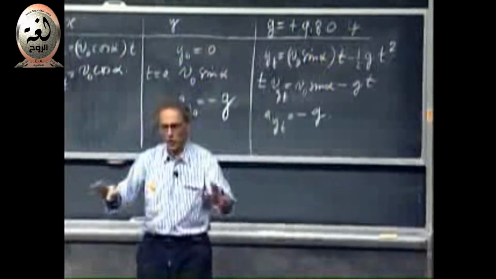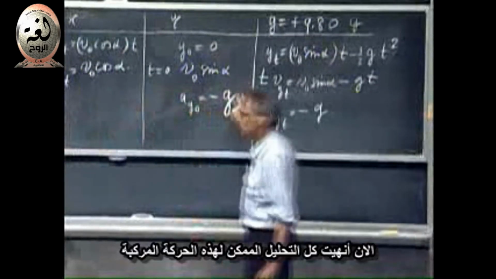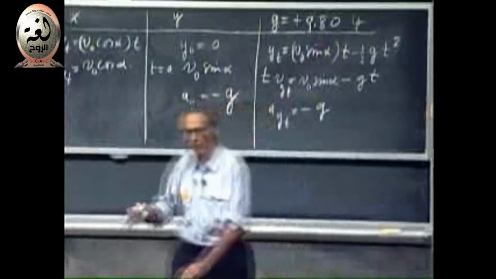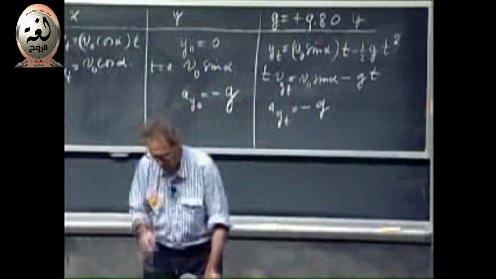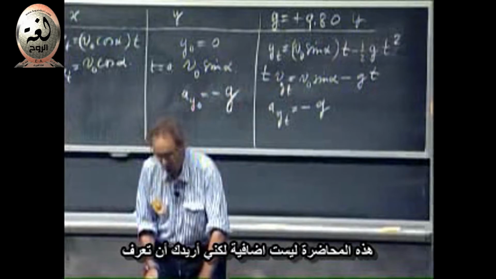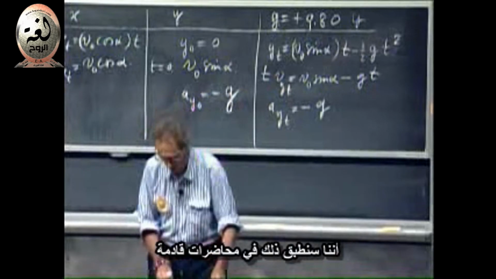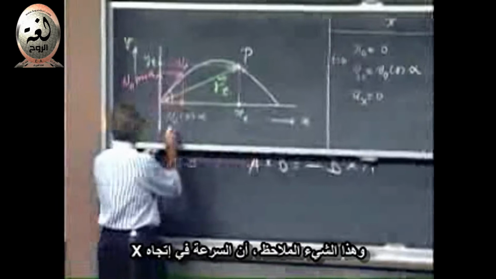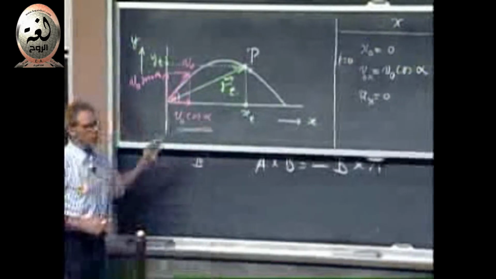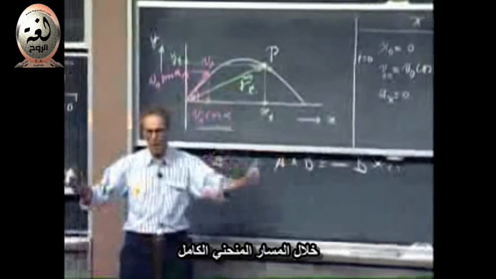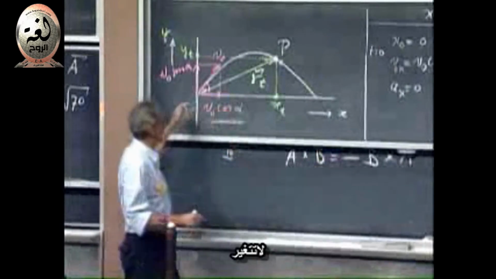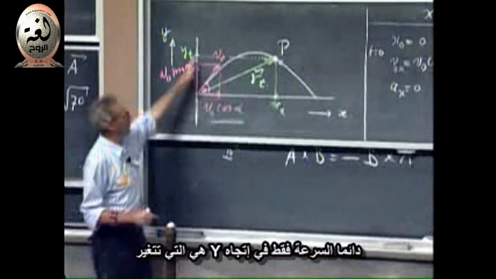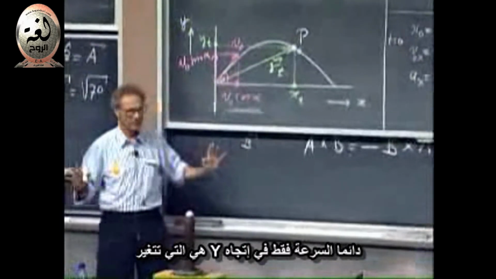And again, this lecture is not over yet, but I want you to know that this is what we're going to apply for many lectures to come, the decomposition of a complicated trajectory into two simple ones. Now when you look at this, there is something quite remarkable. And the remarkable thing is that the velocity in the x direction throughout this whole trajectory, if there is no air drag, if there is no friction, is not changing. It's only the velocity in the y direction that is changing.